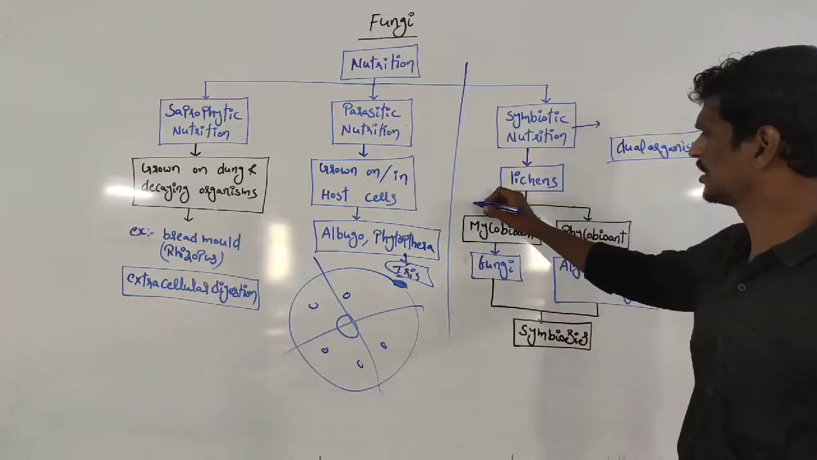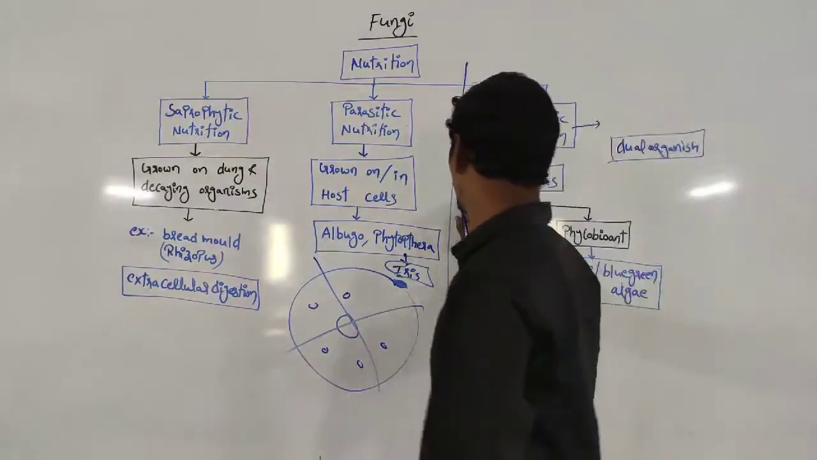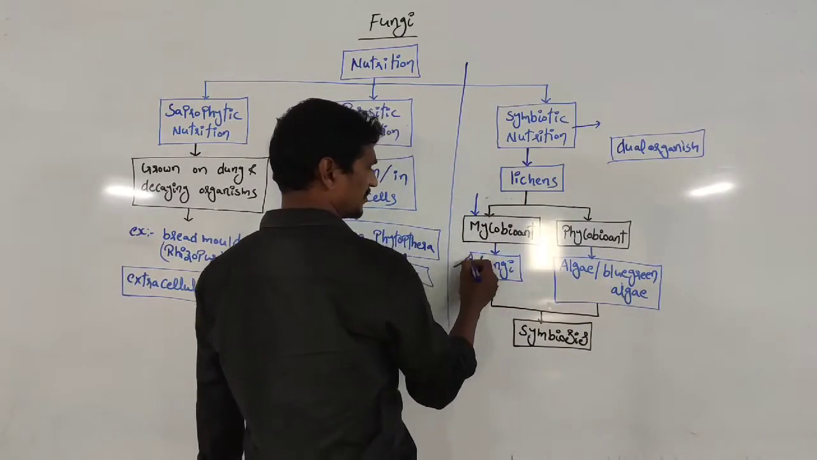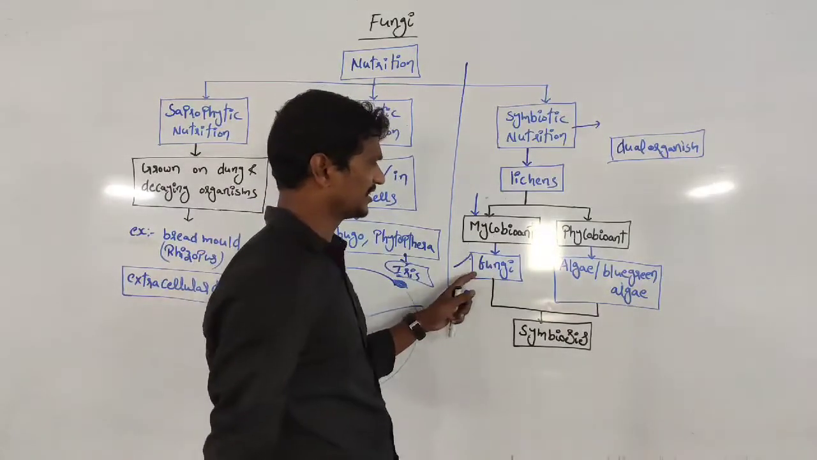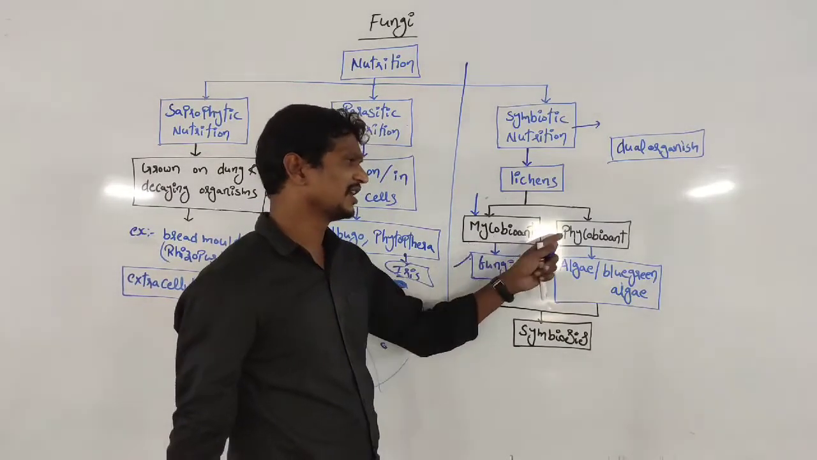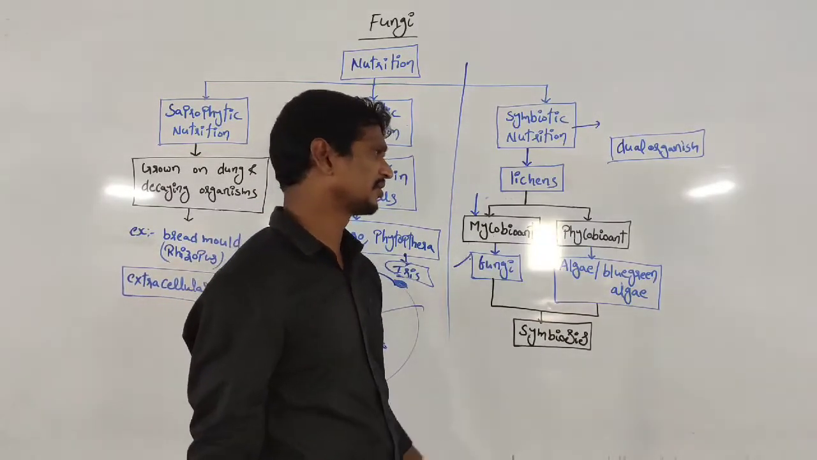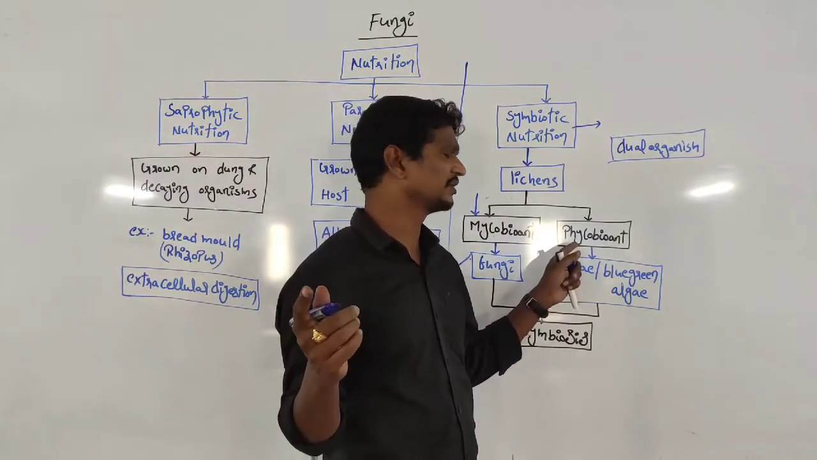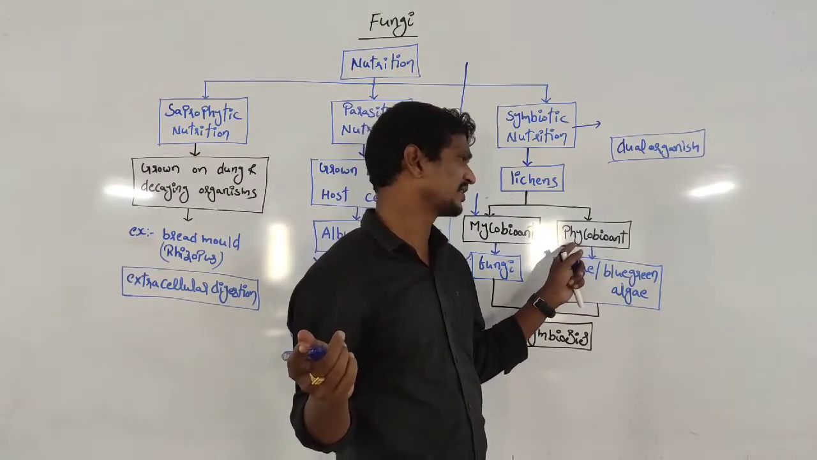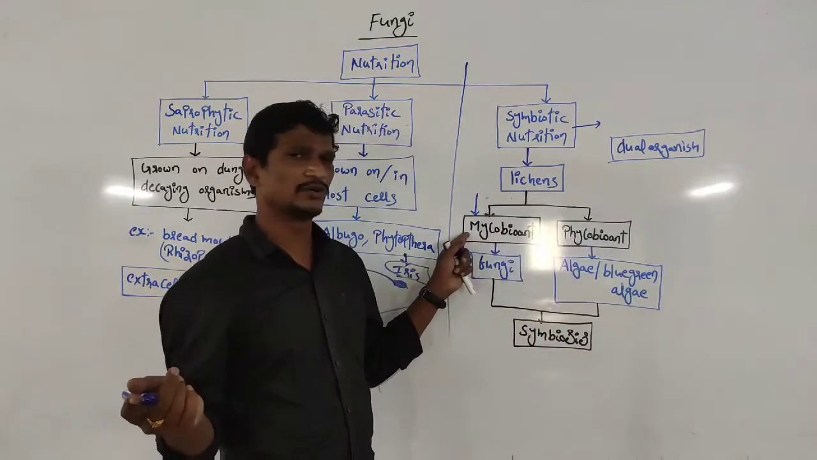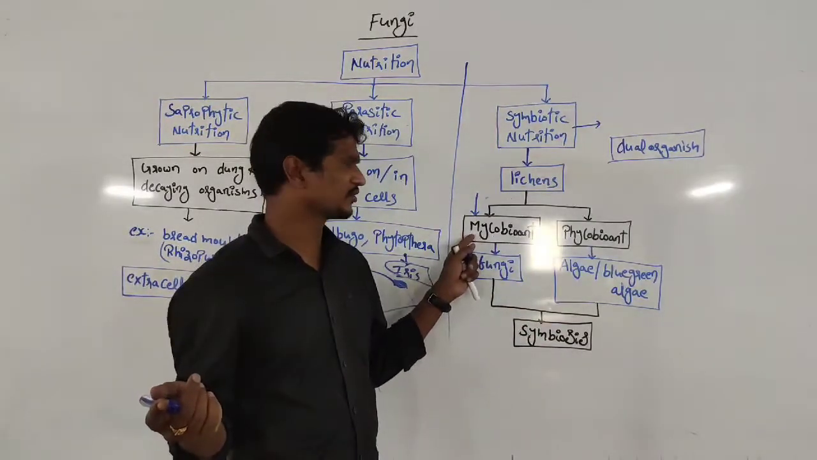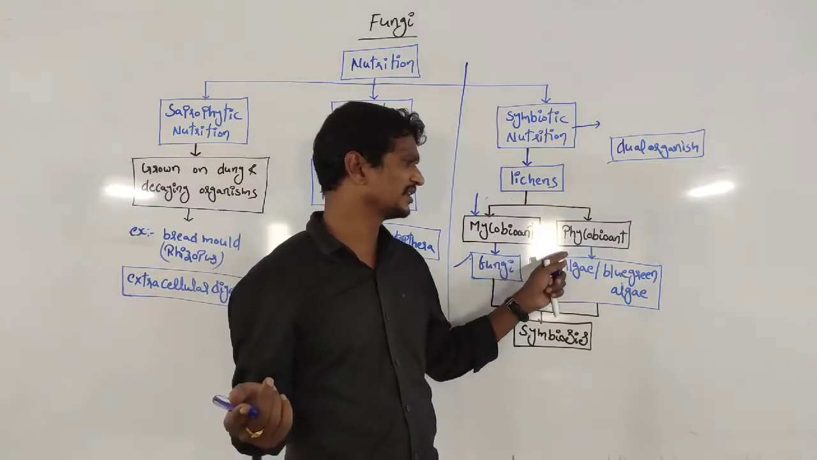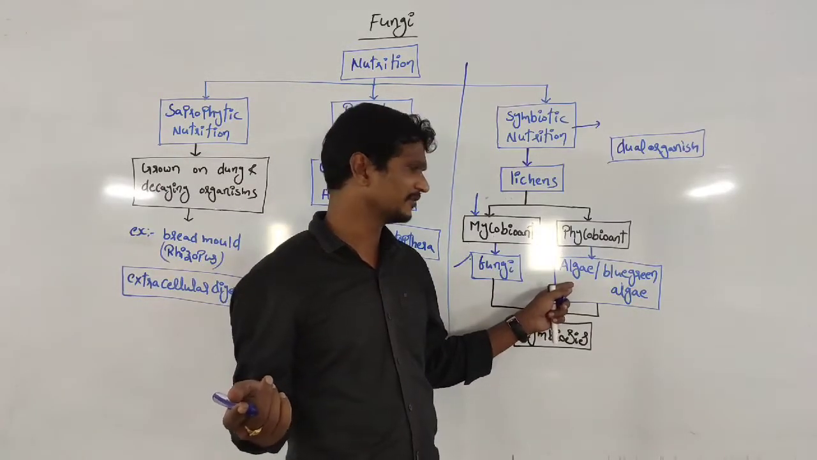One part is the fungus part, which is called the mycobiont. The other one is the algae part, the phycobiont. We know phycology is the study of algae, and mycology is the study of fungi. So the mycobiont is the fungus part, and the phycobiont is the algae part.